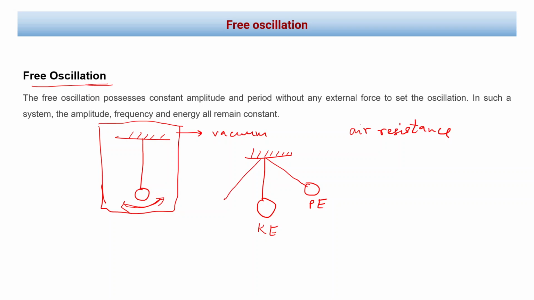Again, when it goes to this side to the maximum amplitude, all the energy changes to potential energy. In between these positions, the energy is stored in some form of potential energy and some form of kinetic energy. So if there is no air resistance, then this potential energy and kinetic energy exchange will keep on happening and it will never stop. That's why we are calling free oscillation the ideal oscillation condition.